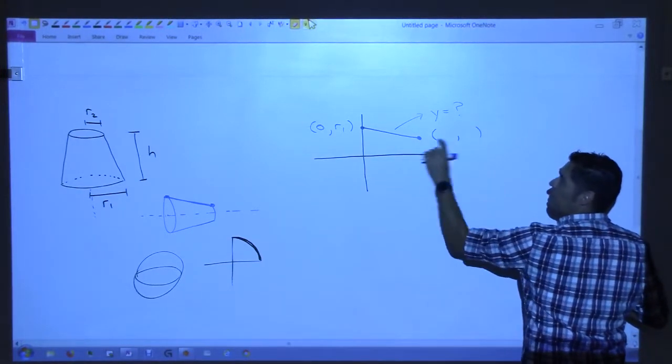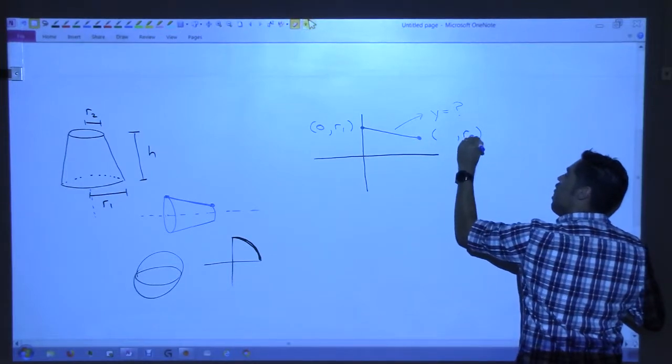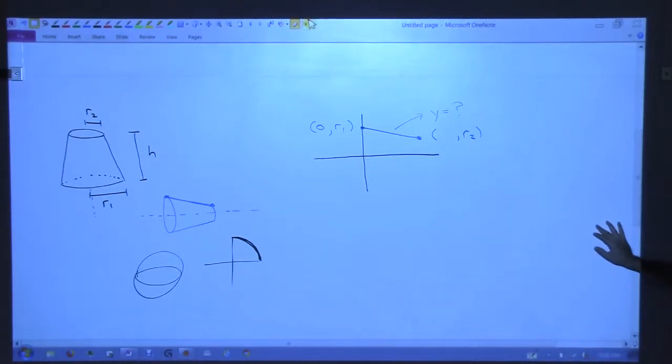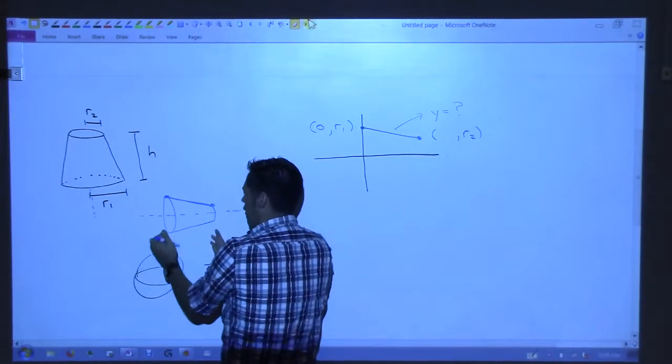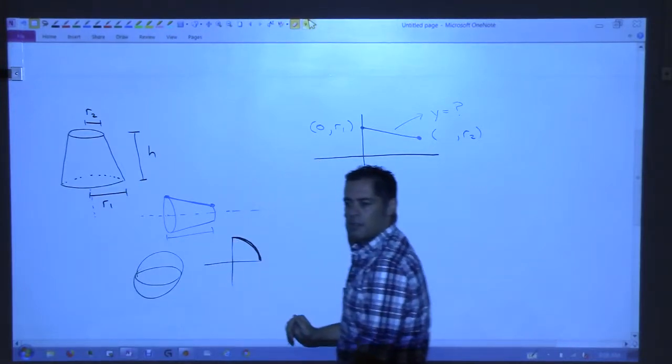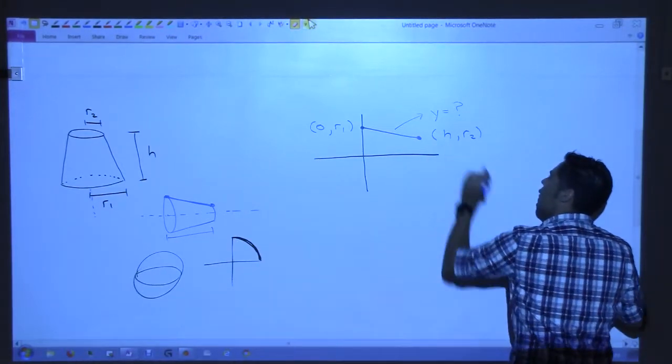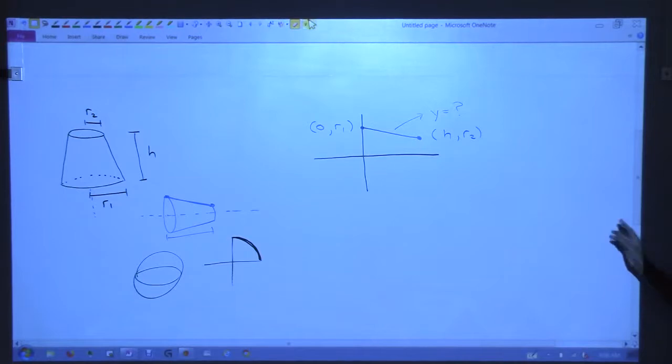So R2 here, because that's this distance. Okay, what about the x-coordinate? Do you know what the x-coordinate is? H. Just H. Look, H is this distance, right? So if I lay it sideways, it's a distance from here to here, isn't it? So that's H.